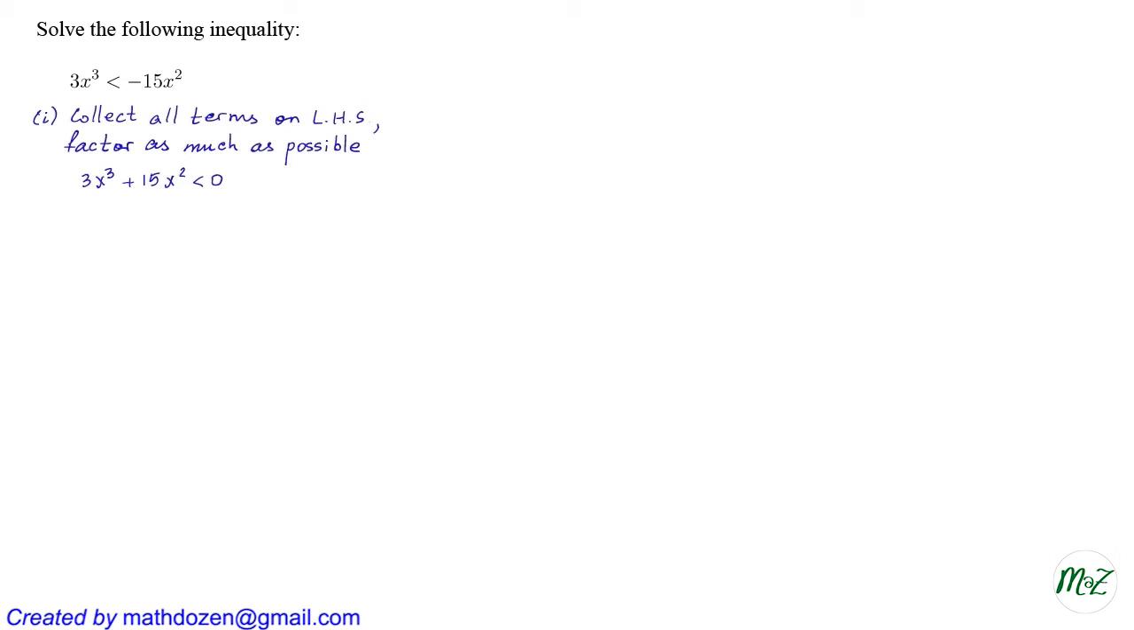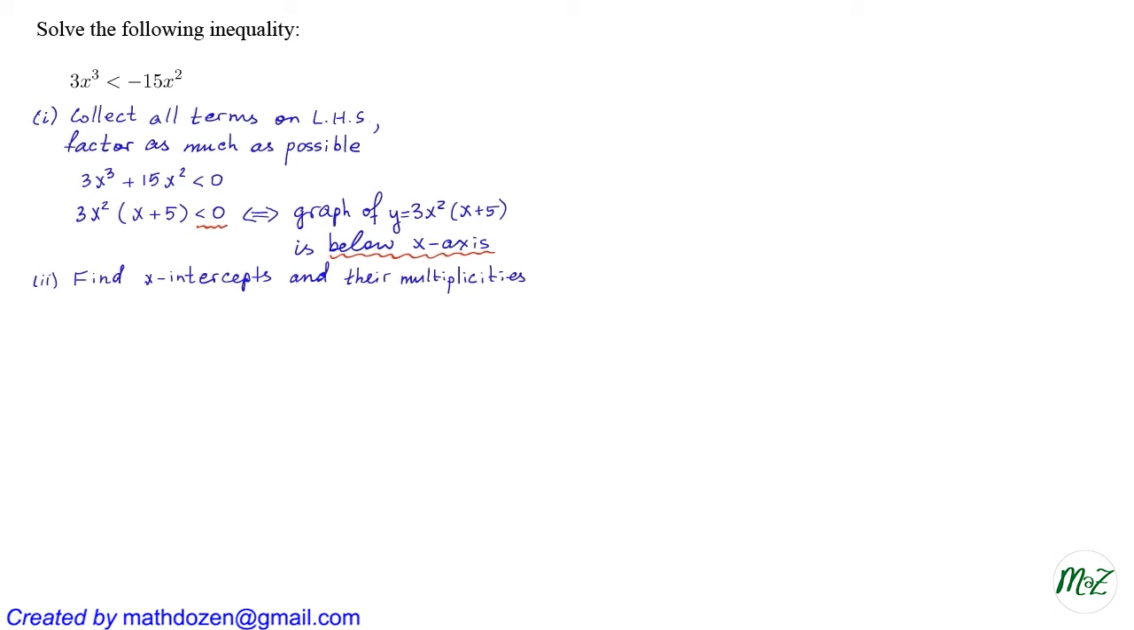And then both of those terms contain 3x squared, so I'm going to factor that out. When we take 3x squared out, we're left with 3x squared times x plus 5 being less than 0. So this inequality is equivalent to the graph of y equals 3x squared times x plus 5 being below the x-axis. The wording below corresponds to the inequality being less than 0.